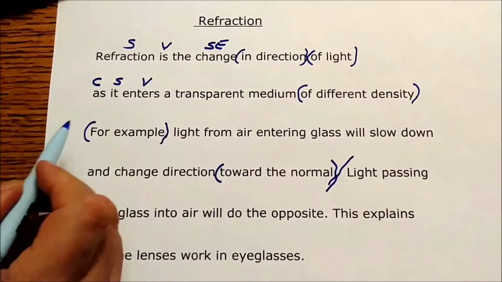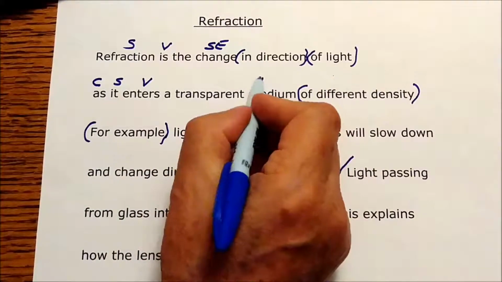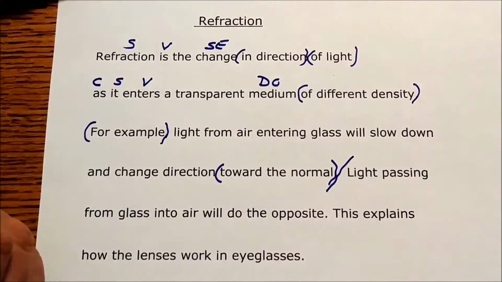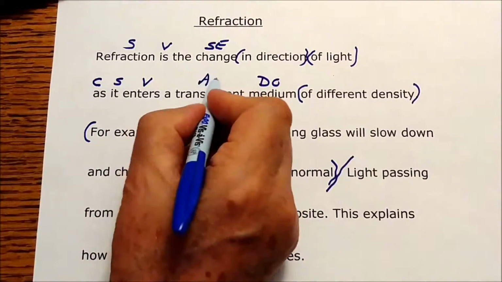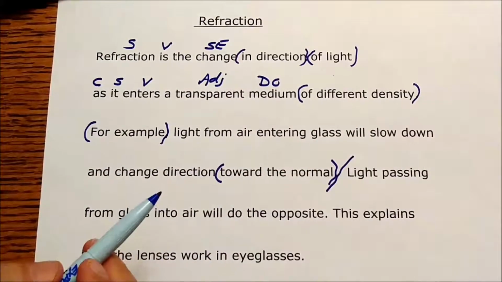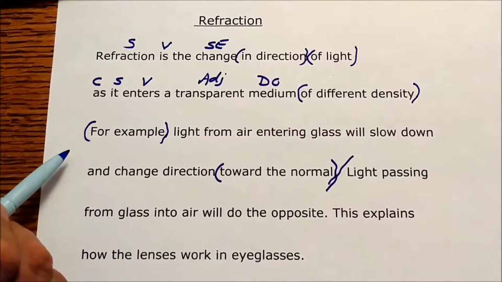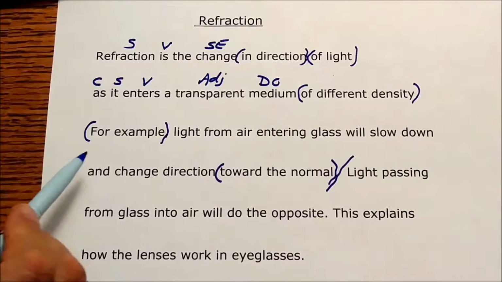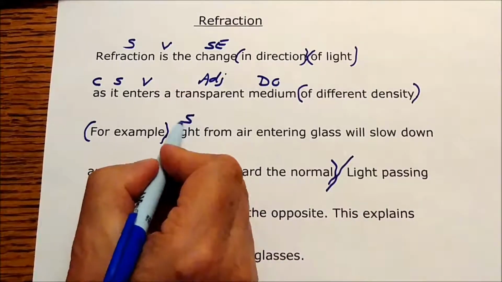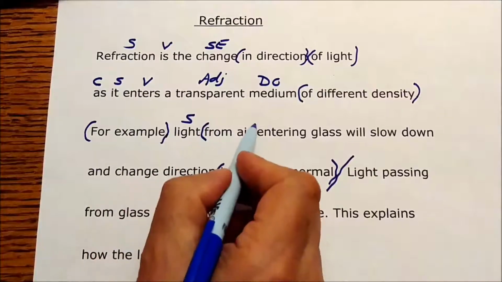Enters, verb, a transparent medium. This time we do have a direct object, medium, and transparent is describing medium, so it is an adjective. Okay, of different density, prepositional phrase. Let's go to the next sentence. Did I leave anything out? I guess not. For example, light from air. Okay, it looks like light is subject this time. Oops, from air. I missed that one.